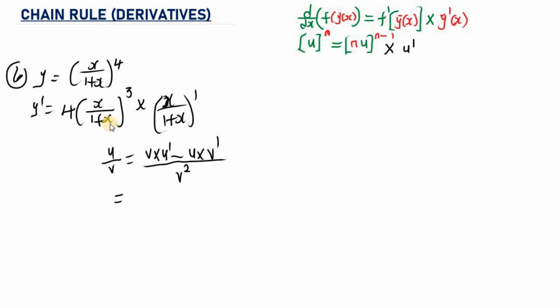So this is going to be equal to, so what is v? V is basically 1 plus s. As you can see, this is v. So this is going to be 1 plus s, then multiplied by u prime, which is the derivative of the top function. Derivative of s is basically 1. So this is multiplied by 1. Then minus u. What is u? U is s, as you can see. So this is going to be s, then multiplied by v prime, which is the derivative of the bottom function.